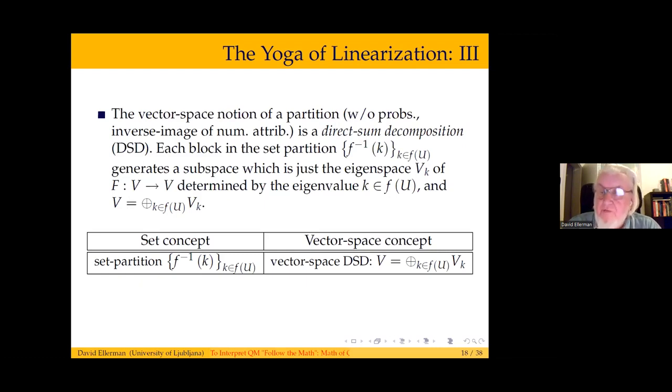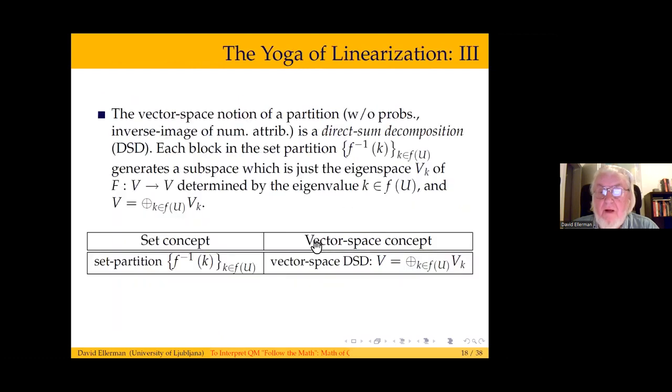All that information is preserved in the eigenspaces, which form a direct sum decomposition. And so the set concept here is the corresponding vector space concept. So the disjoint union of these is the whole space, and the direct sum of all these is the whole space. So that's how that works.